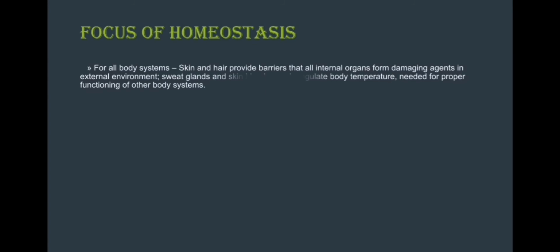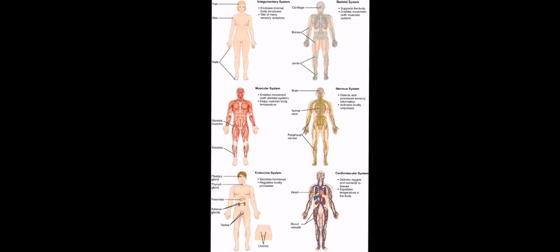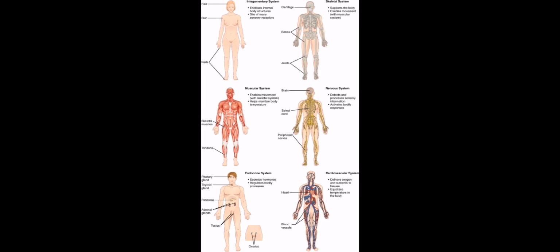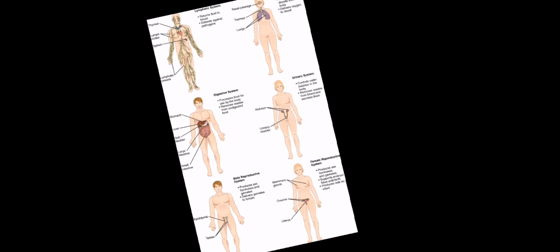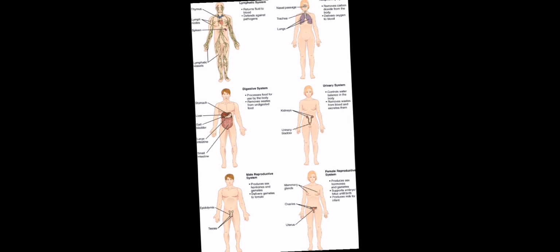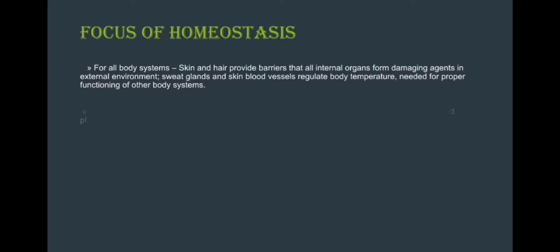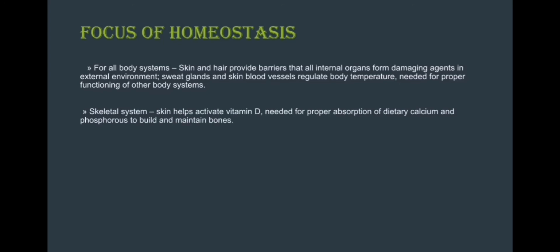We eat, sweat, drink, dance, and have some more salty fries, and yet our body composition remains almost the same. For all body systems, skin and hair provide barriers that protect all internal organs from damaging agents in the external environment. Sweat glands and skin blood vessels regulate body temperature needed for proper function of other body systems. Okay, let's proceed to the skeletal system. Skin helps activate vitamin D needed for proper absorption of dietary calcium and phosphorus to build and maintain bones.